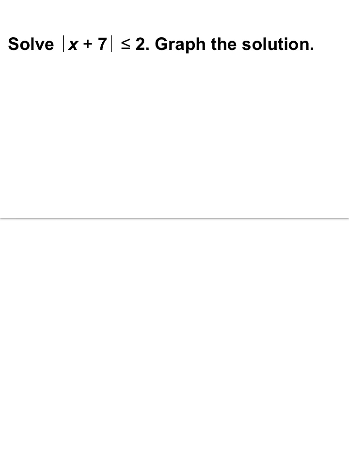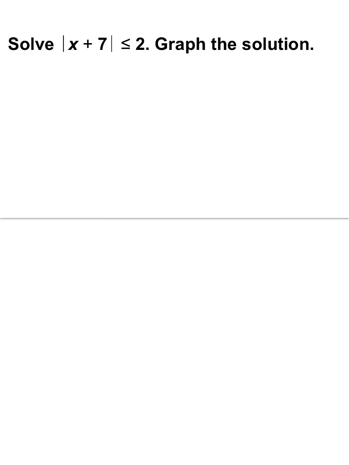All right, let's go ahead and try this one where it says solve the absolute value of x plus 7 is less than or equal to 2. Graph the solution. So the first thing I want to look is, is the absolute value isolated? Yes, that's good. Does this number behind it, is it greater than or equal to 0? Yes. So I can start solving.